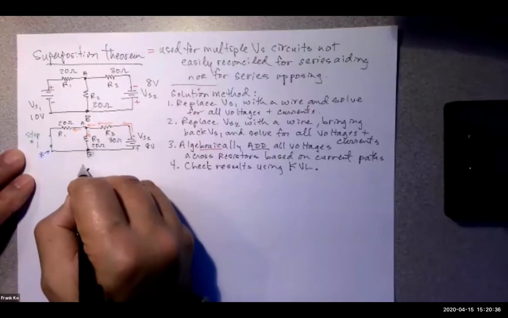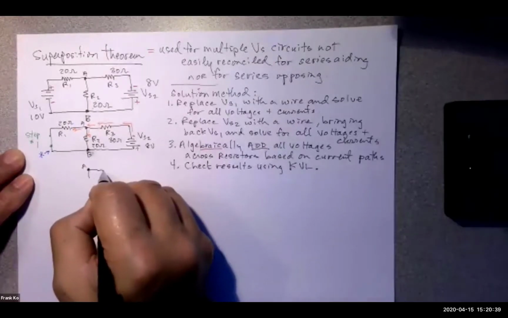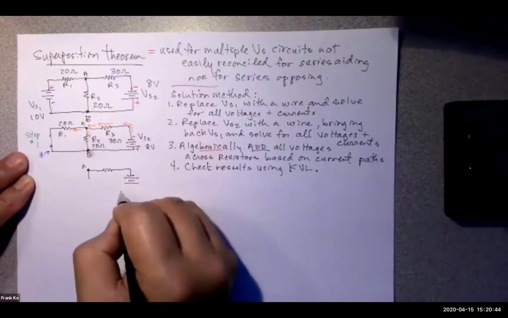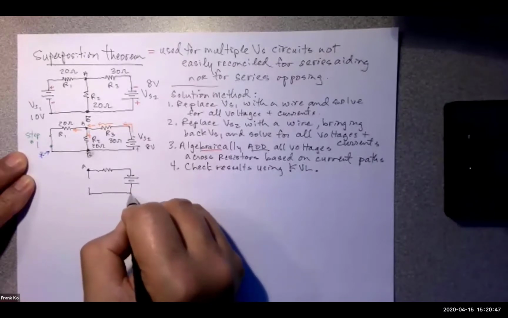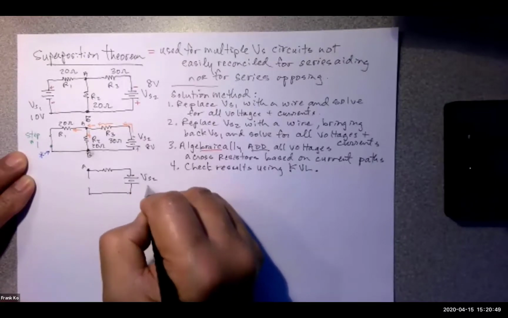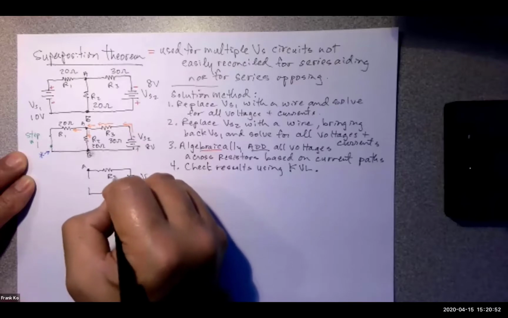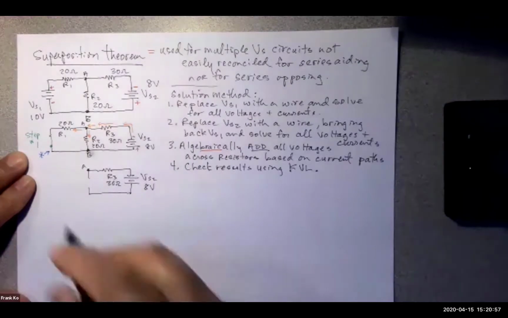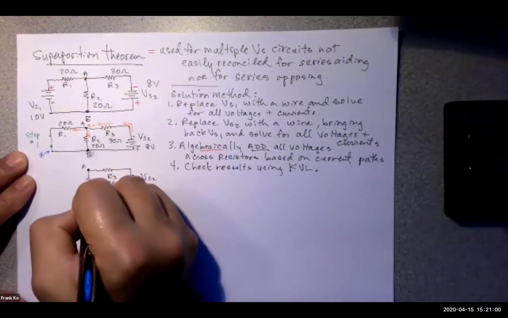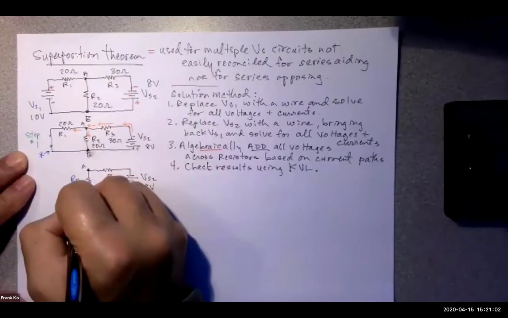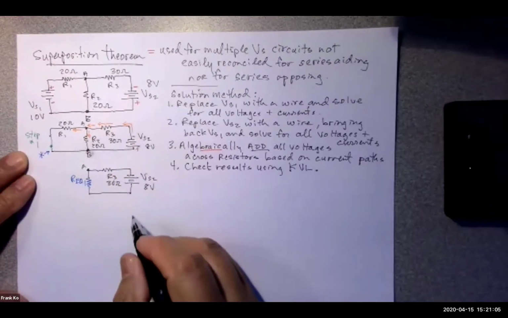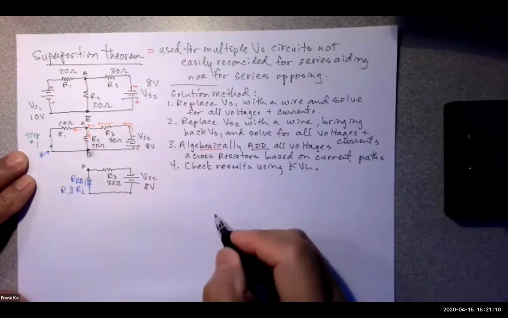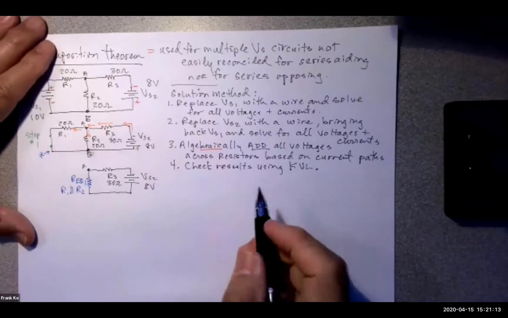I can point A here and here, and here's my source, like so. And this is my VS2, and this is 8 volts, and this is my R3 of 30 ohms, and this is my, make this REQ1. And REQ1 says R1 in parallel with R2. So I got a pair of 20 ohm resistors in parallel with each other.